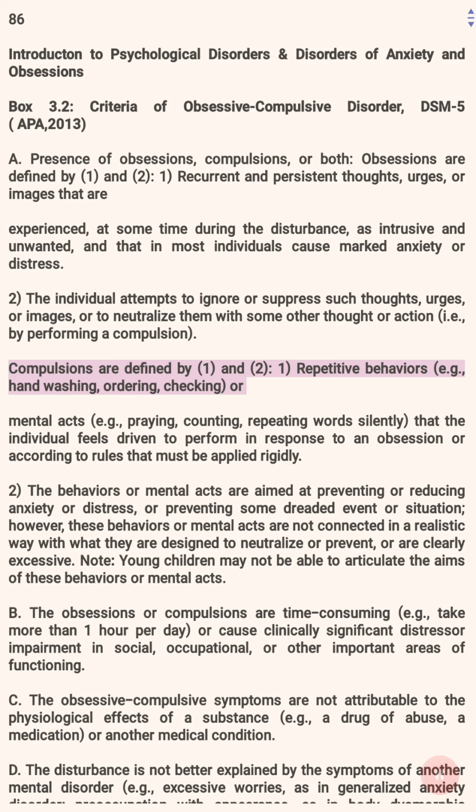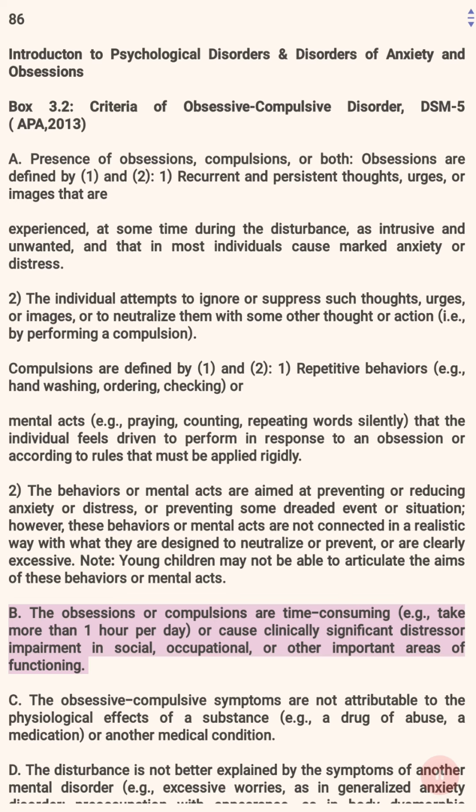Compulsions are defined by 1 and 2. 1. Repetitive behaviors, example, hand-washing, ordering, checking, or mental acts, example, praying, counting, repeating words silently, that the individual feels driven to perform in response to an obsession or according to rules that must be applied rigidly. 2. The behaviors or mental acts are aimed at preventing or reducing anxiety or distress, or preventing some dreaded event or situation. However, these behaviors or mental acts are not connected in a realistic way with what they are designed to neutralize or prevent, or are clearly excessive. Note: young children may not be able to articulate the aims of these behaviors or mental acts.